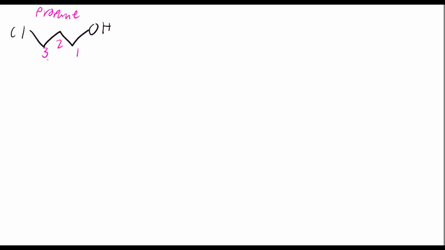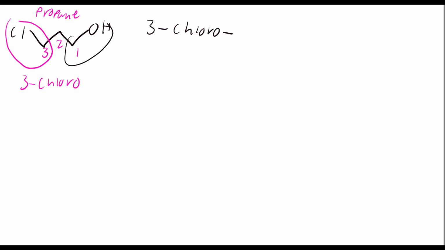Okay. So we have to name out what we have. We have a 3-chloro, right? And we can bring this together. So we can say 3 dash, don't forget your dash, chloro dash, and let's see, what location is this on? It's on the number 1, so we can say 1 propan ol.